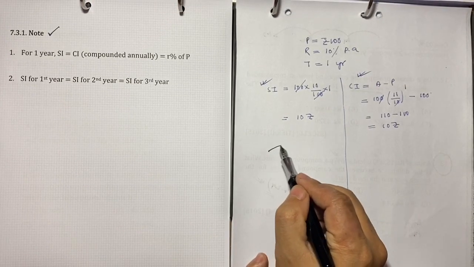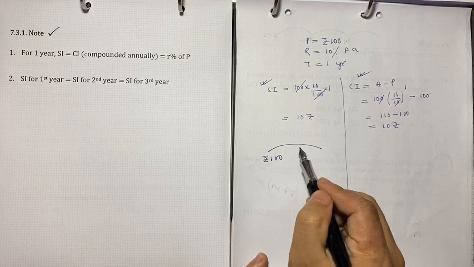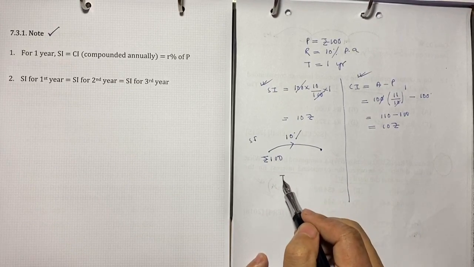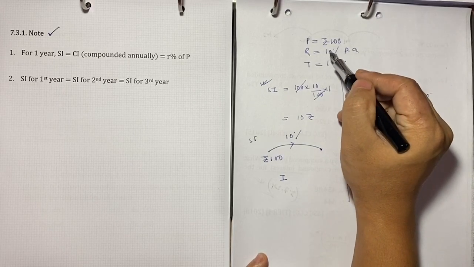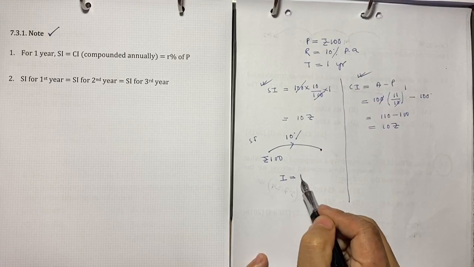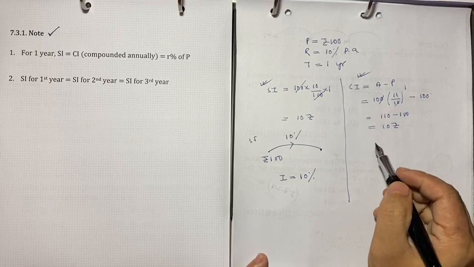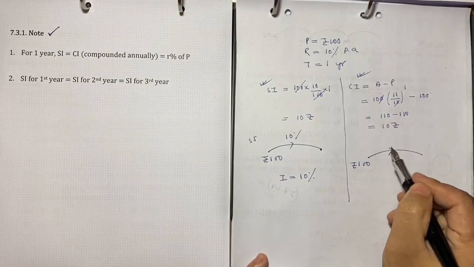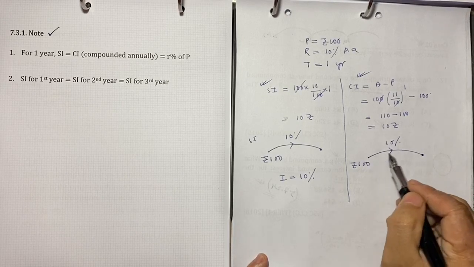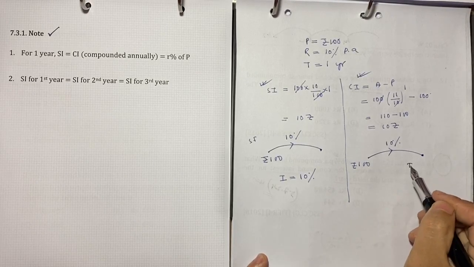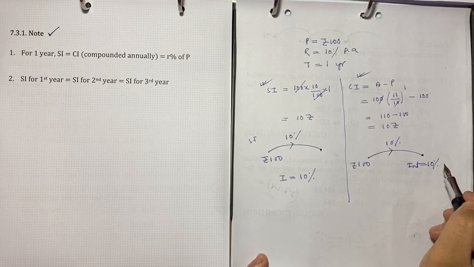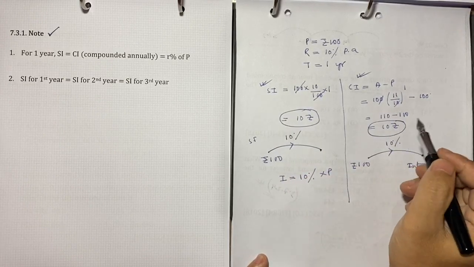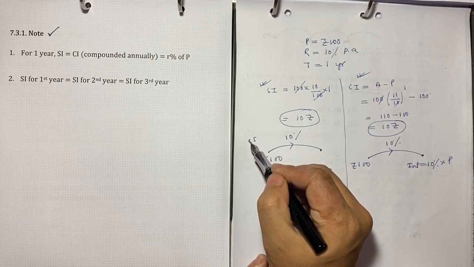The logic is this: if rupees 100 is invested in simple interest, the rate of interest is 10% per annum, so the interest is 10%. In compound interest, 100 rupees is the capital, and the interest generated is compounded. So the interest is 10%, that is 10% of P, which is rupees 10.